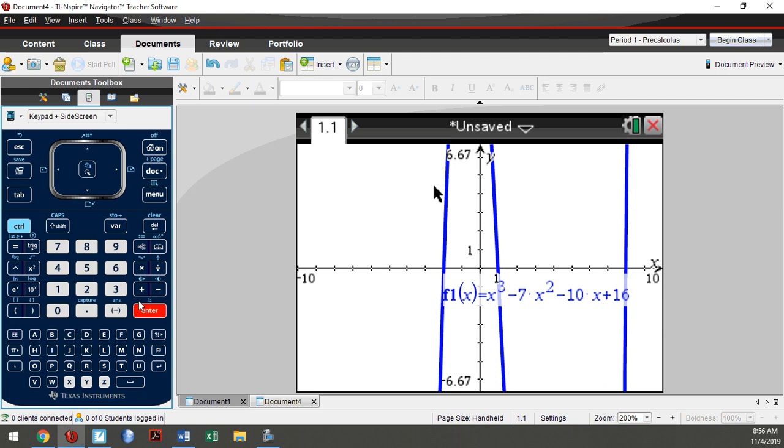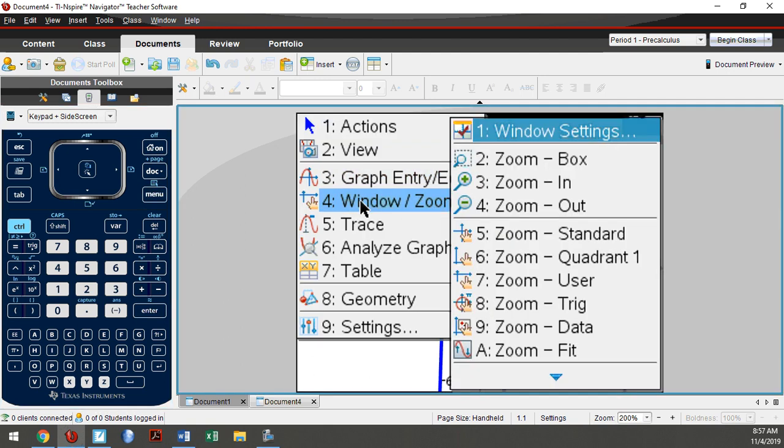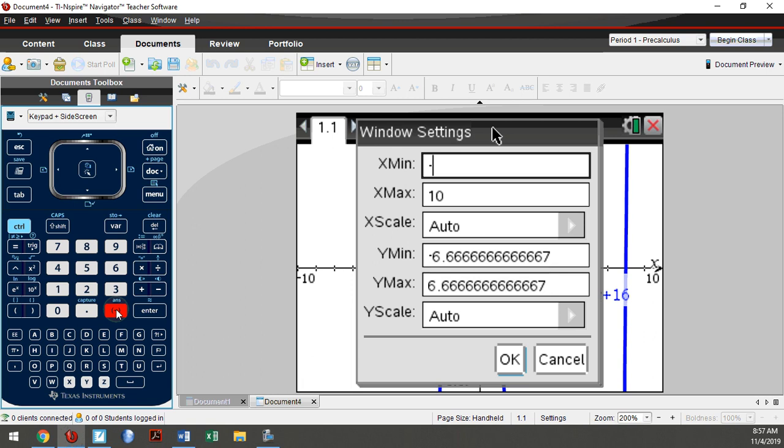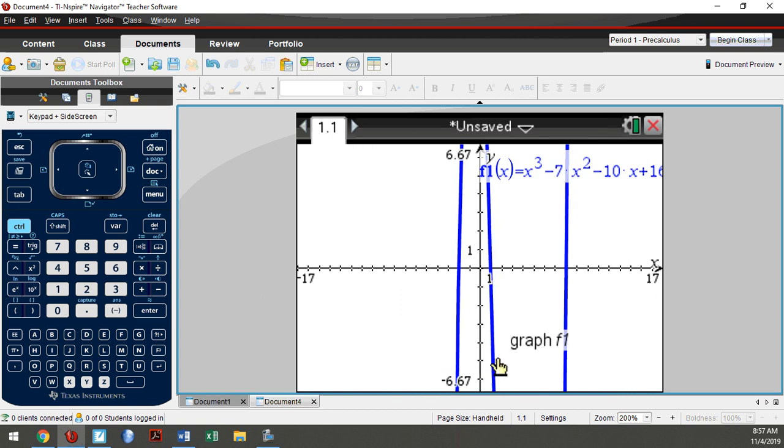Now, according to my P over Q list, what's my window size that I need to be in? So I'm going to hit menu, window zoom, window settings. I'm going to make this a negative 17, arrow down to positive 17. I'm going to go by units of 1. I don't care about the Y max and the Y min. Do we all understand that? I care about making sure that I can see all my possible rational roots. Now, what can you conclude by this graph? If we're looking at Descartes' rule of signs, what can you conclude?